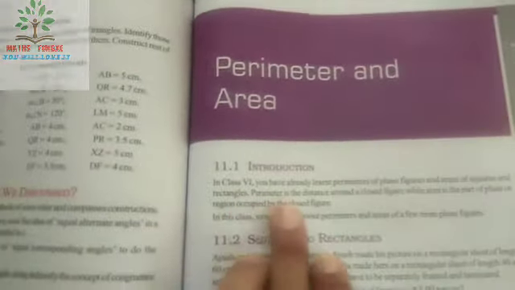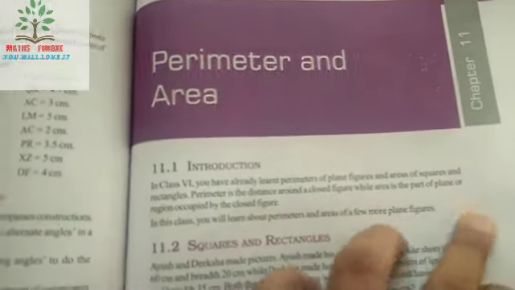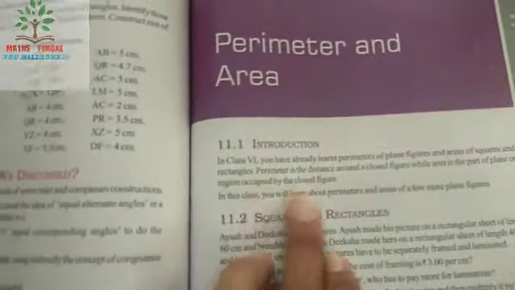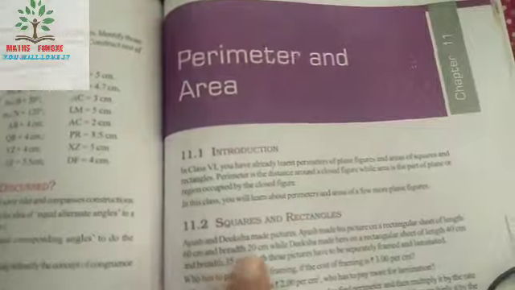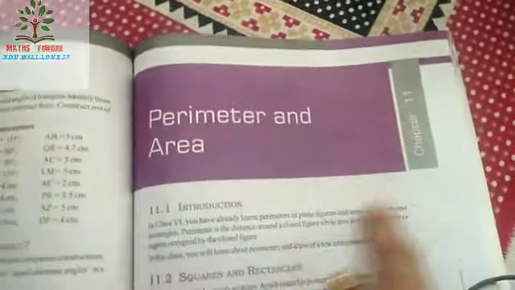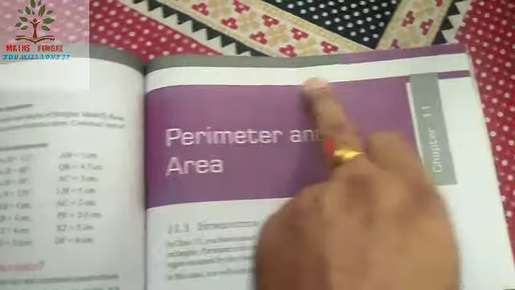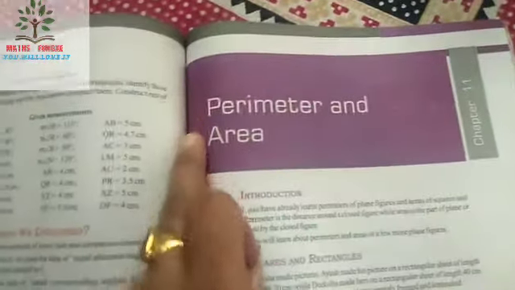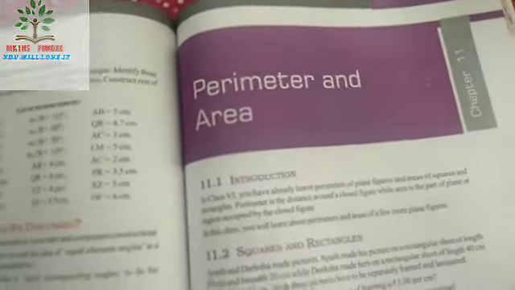and rectangles. Perimeter is the distance around a closed figure, while the area is the part of a plane, or the region, occupied by a closed figure. For example, if we look at this shaded region, to find the perimeter we add all the sides. But if we have to find the area, we cover this colored portion. So that is the area and that is the perimeter.